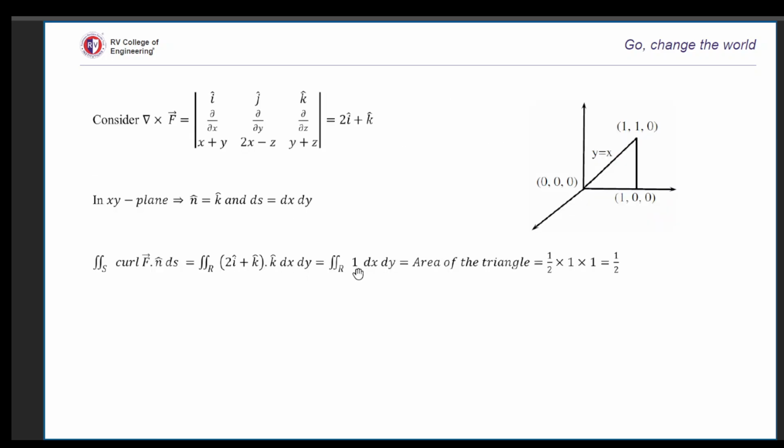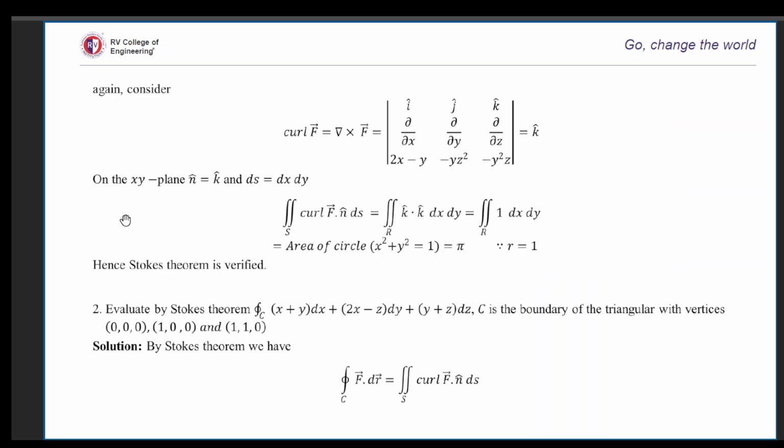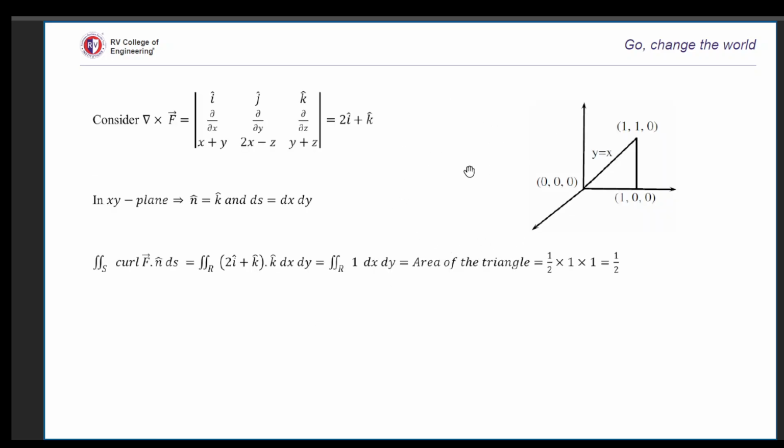There's a similar example here: evaluate using Stokes theorem the following line integral, where we have the boundary of a triangle. Looking into the conversion, the line integral problem simply reduces to finding the area of a triangle. When you compute the curl, it becomes a constant vector. The right hand side simply reduces to finding the area of the triangle, which is half base times altitude, so you get height 1 by 2.